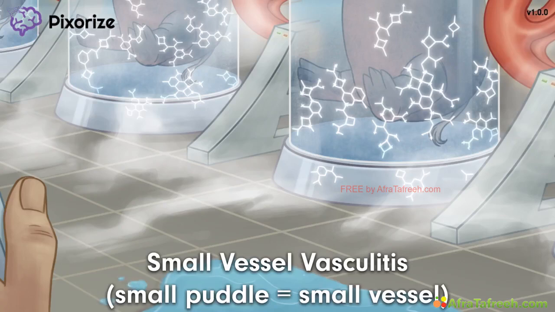Next, take a look at the small puddle of water in front of me. At Pixorize, we use small bodies of water, like puddles, to represent a small vessel vasculitis. And yes, mixed cryoglobulinemia is primarily a small vessel vasculitis. This means that the immune complexes primarily accumulate in small vessels, such as the small vessels of the skin.